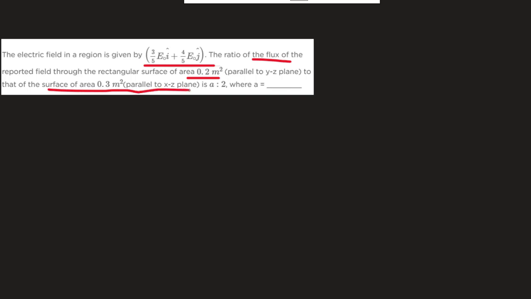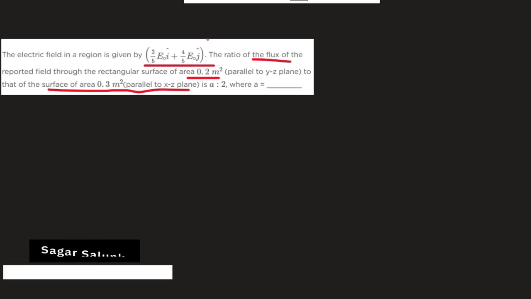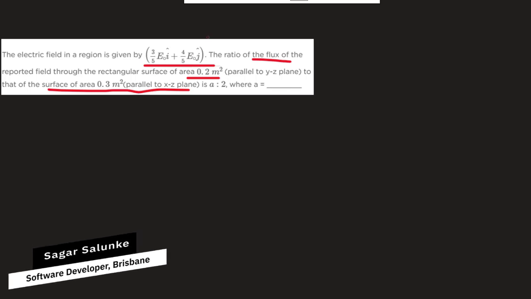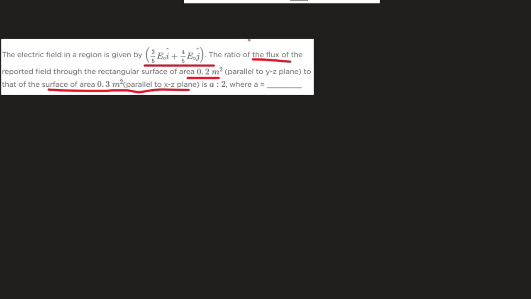जो फ्लक्स पास हो रहा है वो दो एरियाज़ के थ्रू, उसका रेशियो दिया है, ओके, which is A by 2, and they're asking what is the value of A. So it's a very simple question if you know the concept.